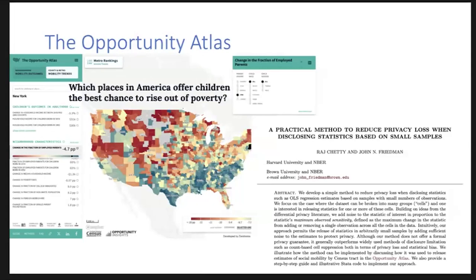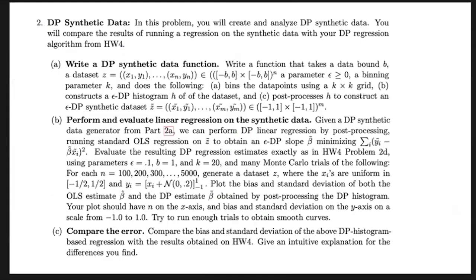So in the course, students might tackle a simplified version of this and then run a very simple DP regression model. This is how we thought about designing this assignment. So this is our assignment. Basically, we ask the students to write a DP synthetic data function. As you can see, we provide detailed guidance on how to generate this synthetic data.